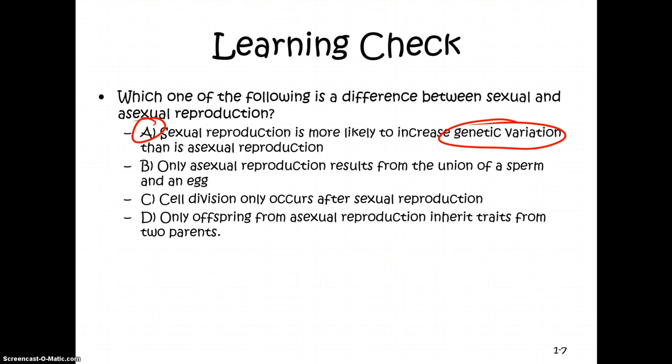Okay, B is not correct because it says only asexual reproduction results from the union of a sperm and an egg. Sperm and an egg, that's sexual reproduction. C, cell division occurs only after sexual reproduction. Well, that's not true. Cellular division occurs in sexual and asexual. And then D, only offspring from asexual reproduction inherit traits from two parents. Once again, if you've got two parents, you are looking at sexual, not asexual.